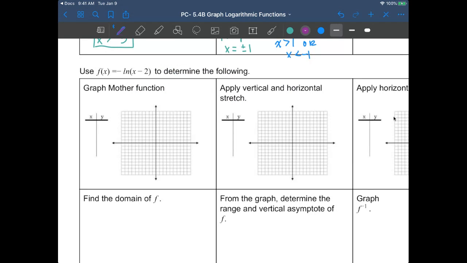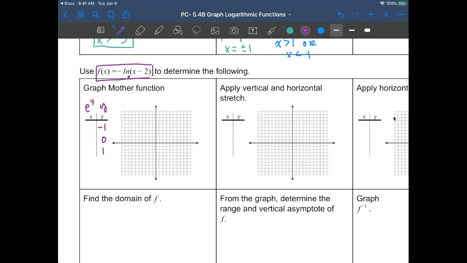Next, we're going to use the function negative ln of x minus 2 to determine the following. We're going to graph first. I always start with negative 1, 0, and 1 for my mother function. It's the inverse to an exponential, so I put what I would have put in the x, I put into the y. And then I'm going to evaluate e to the y because that's the base of my log function. So e to the y is equal to x.